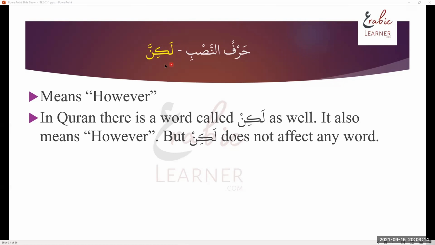okay, lakinna, and the other one is lakin with noon, and there is sukun on that. Okay, this lakin has no effect. Lakinna will make the mubtada of the sentence, the original mubtada of the sentence, mansoob. Okay, lakin will not do anything. It will not have any effect on any ism.